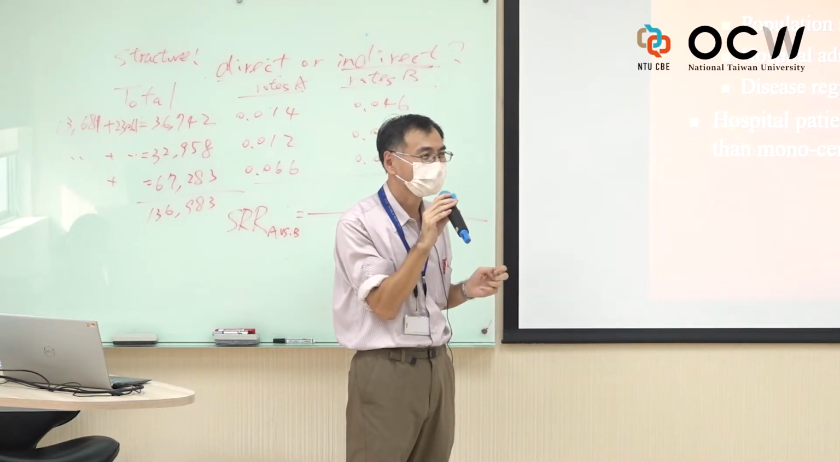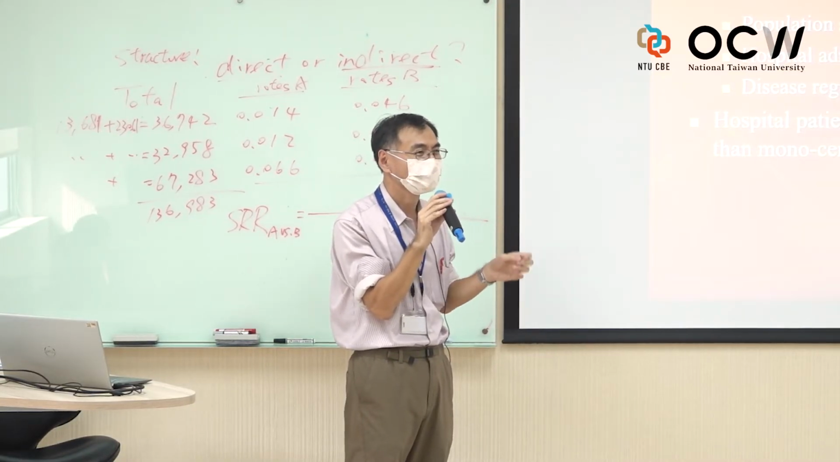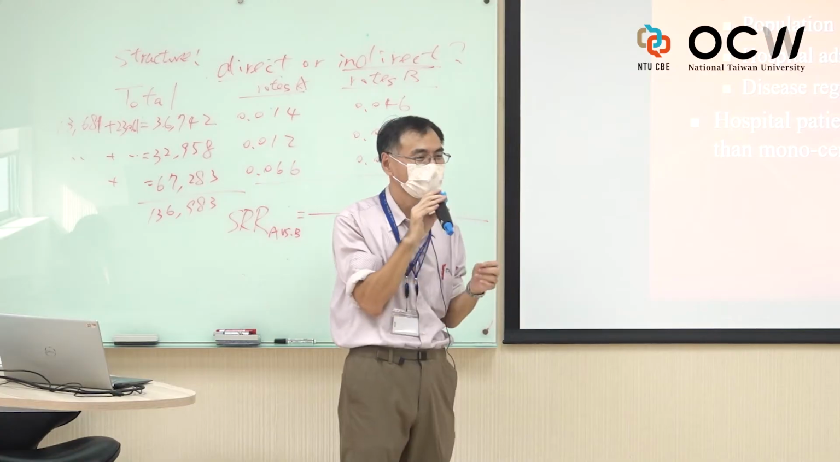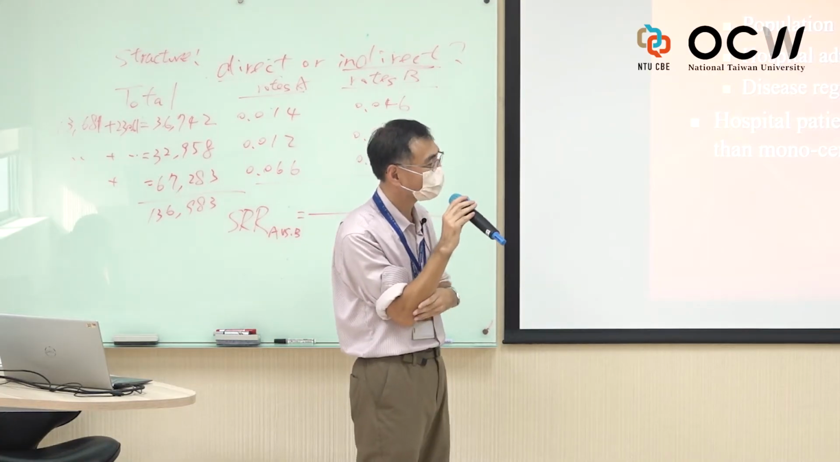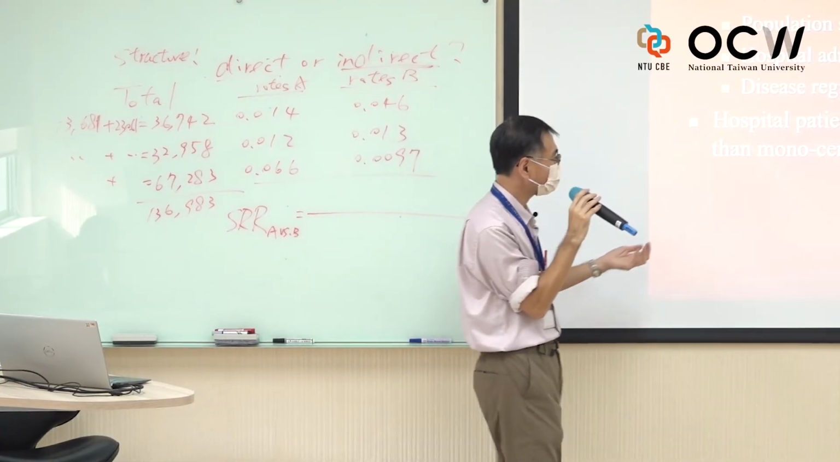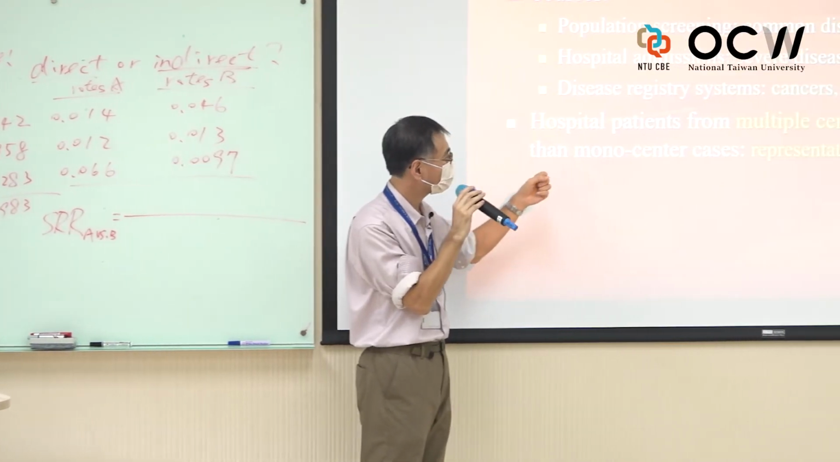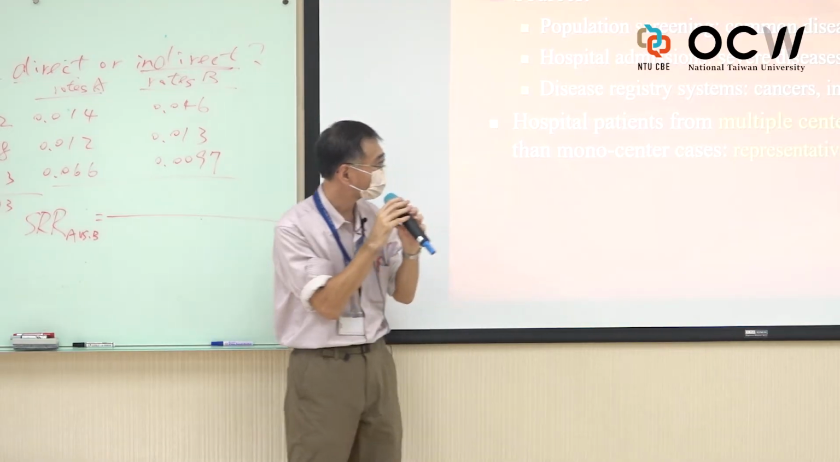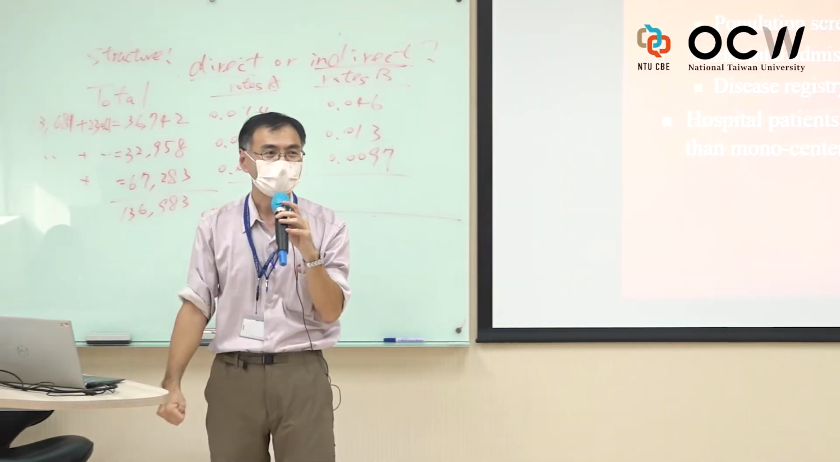Once it has happened, the only thing we can do is to assess the damage, the bias caused by the selection bias here. Okay, so the better choice is to use multiple centers rather than a single center to identify the cases.